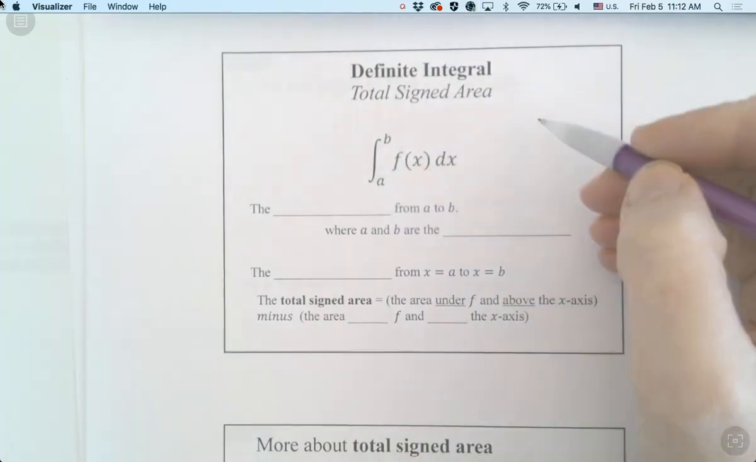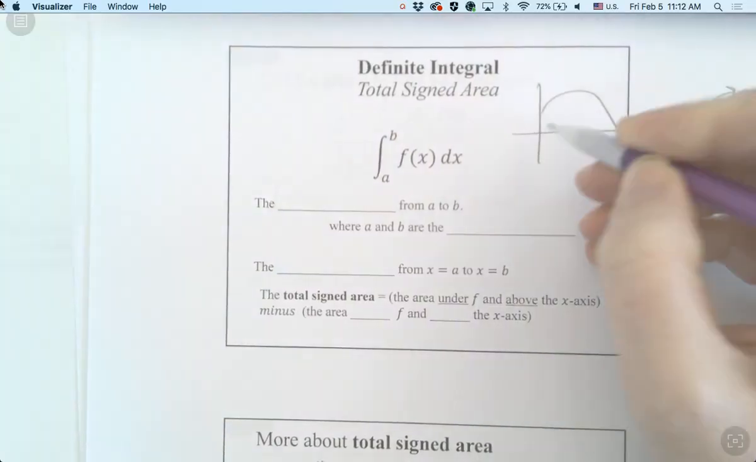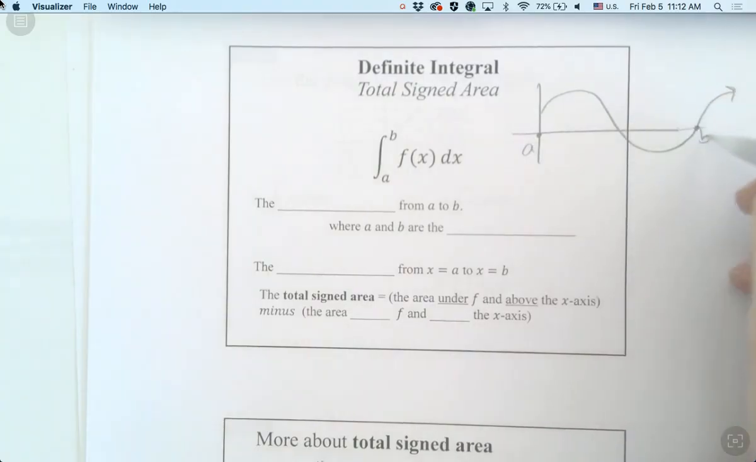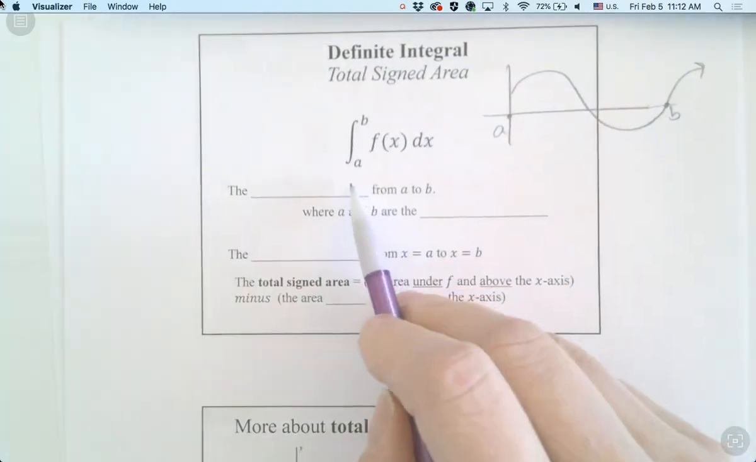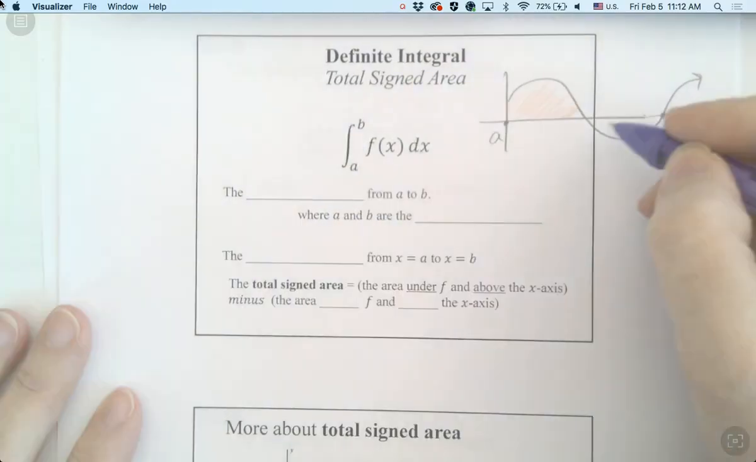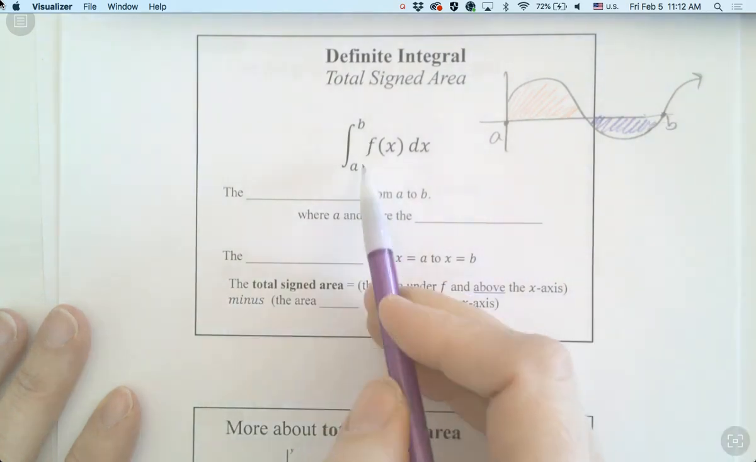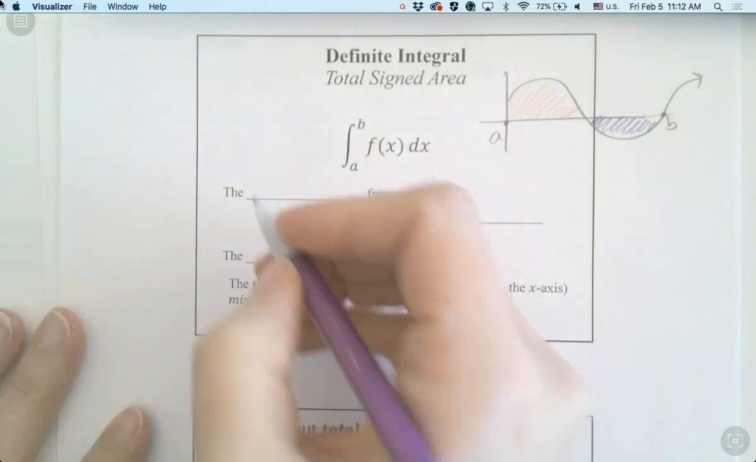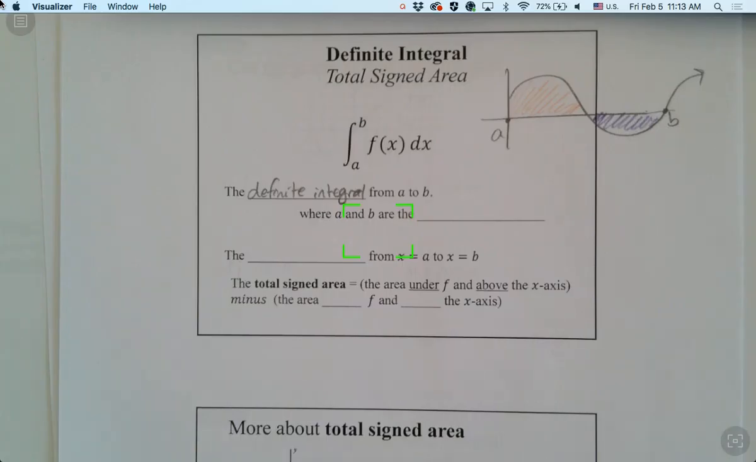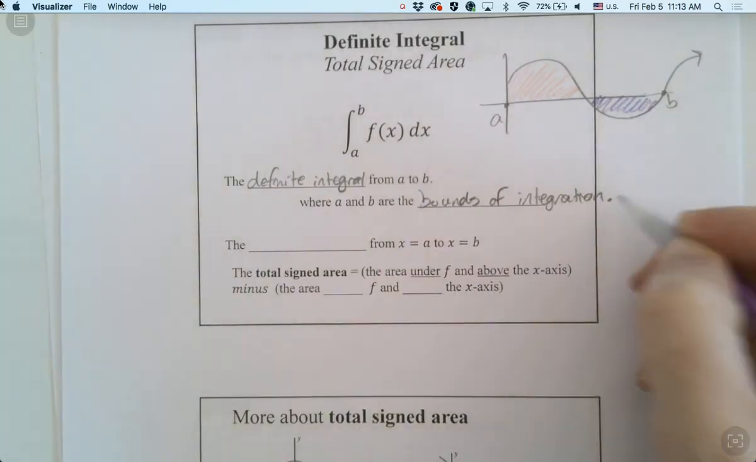So in other words, if I had a graph, and let's say that this A could be over here, and B could be over here. This is going to be your lower bound, and that's usually to the left or smaller than the upper bound. So one little region there in orange and one region there in purple. When we see the bounds here, then this is known as the definite integral from A to B. If you don't have those bounds, then it's just the indefinite integral. And A and B are your bounds of integration, period.